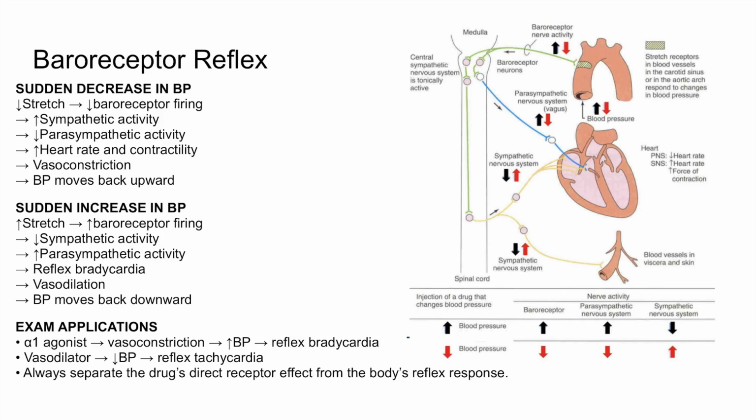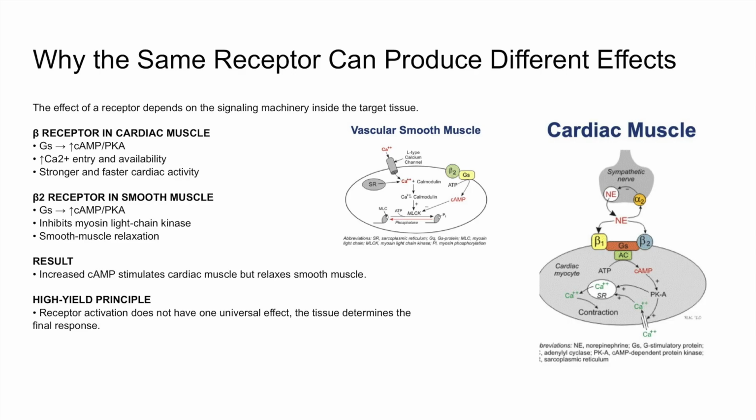And so going back to this, an alpha-1 agonist directly causes vasoconstriction and raises blood pressure, but the resulting baroreceptor reflex may slow the heart. So a receptor's effect depends not only on its G protein, but also on the signaling machinery within the target cell. Beta receptors in cardiac and smooth muscle both activate Gs, increasing cyclic AMP and protein kinase A.